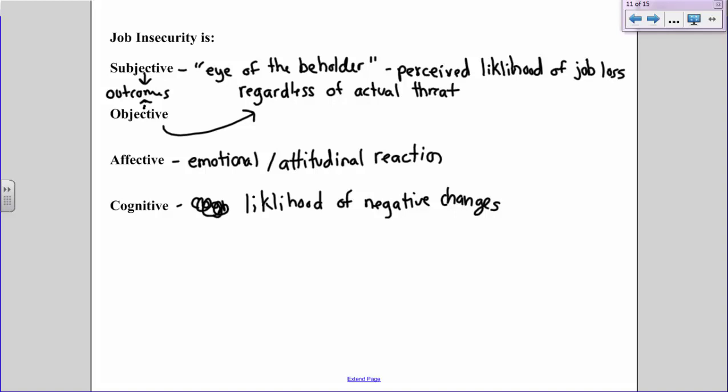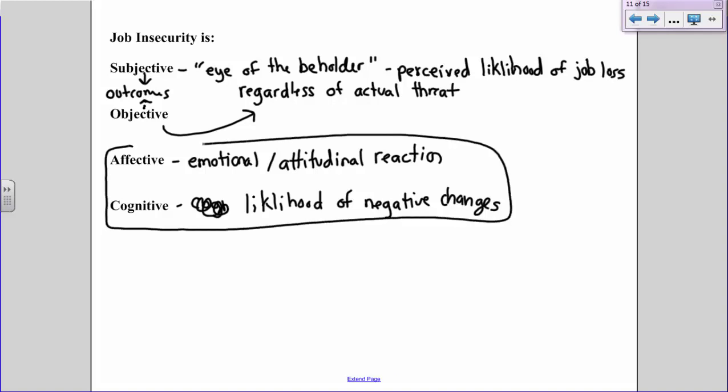In recent years, researchers have argued that both affective and cognitive job insecurity need to be measured in order to adequately capture the full impact of job insecurity. So consider both of these as you think about your applied activity and, reflecting on the job insecurity that you're experiencing.